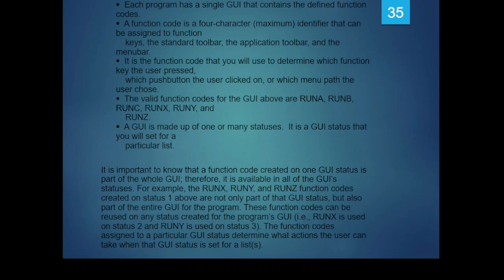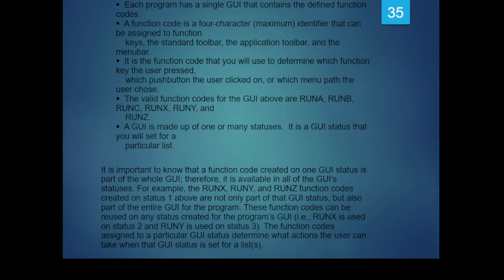This means the function code can be assigned to keys, to the standard toolbar, to the application toolbar, and also the menu toolbar. It is the function code that you will use to determine which function key the user pressed, which push button the user clicked on, or which menu path the user chose. The valid function codes for the GUI above are run A, run B, run C, run X, run Y, and run Z. A GUI is made up of one or more statuses.